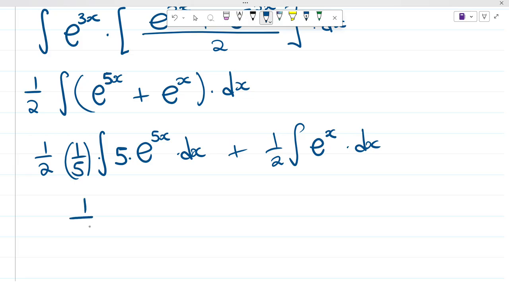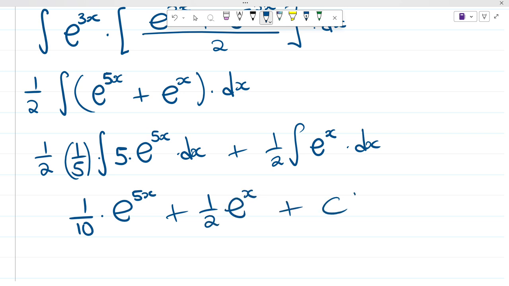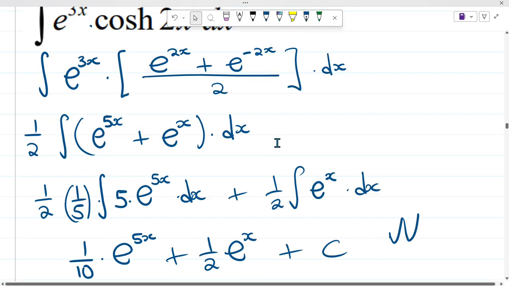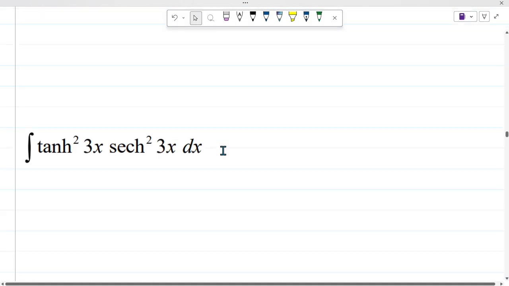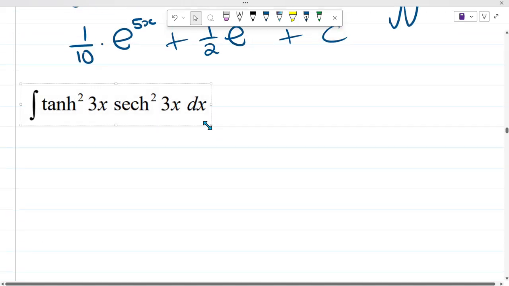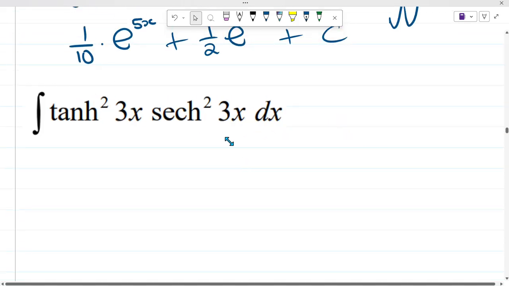So that's going to be 1 over 10, because it's 1 over 5 multiplied by 1 over 2 there. That gives us 1 over 10, and then e to the power of 5x plus 1 over 2 e to the power x plus c. Then you're done. I hope you got the same answer as well. So it's very easy like that. There's nothing complicated.